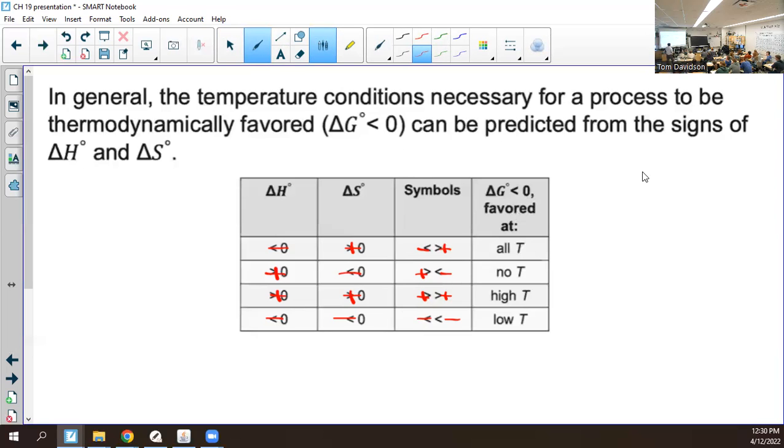Okay, if this is the reverse, where delta H is positive and you subtract something that ends up negative, that means you're going to add, right? So they will always be a positive value in that combination.